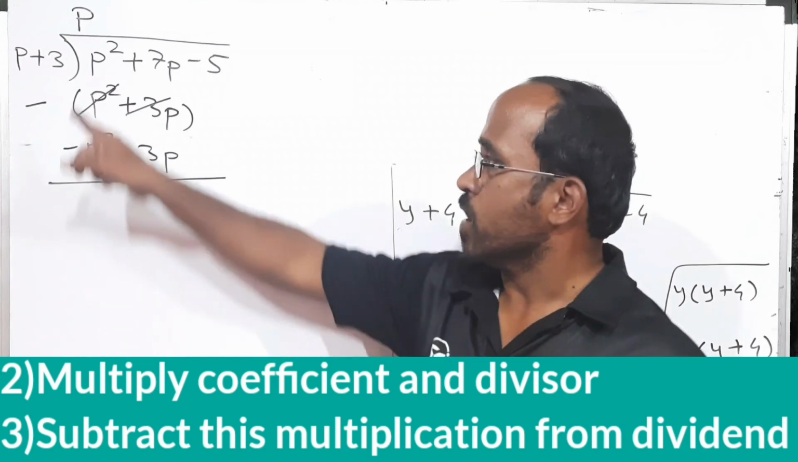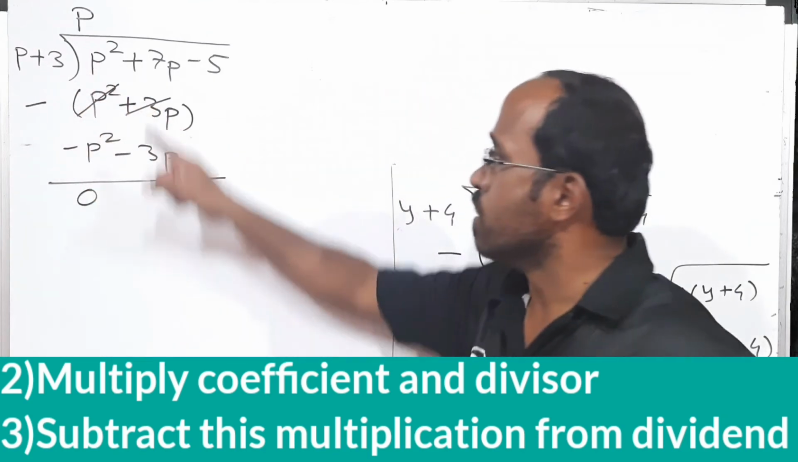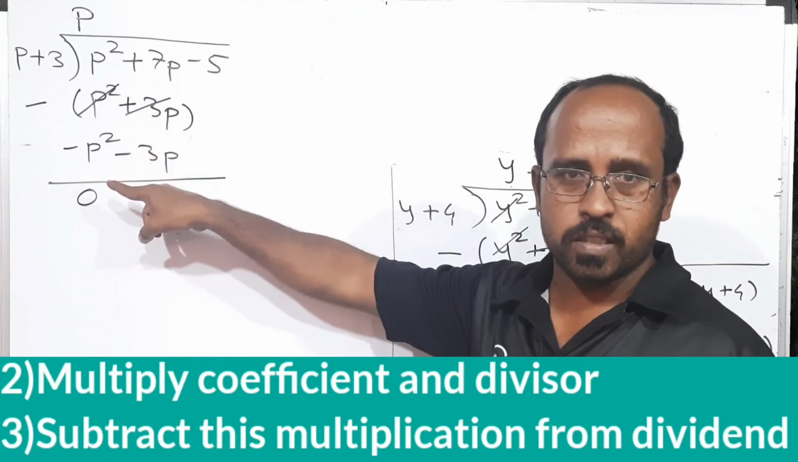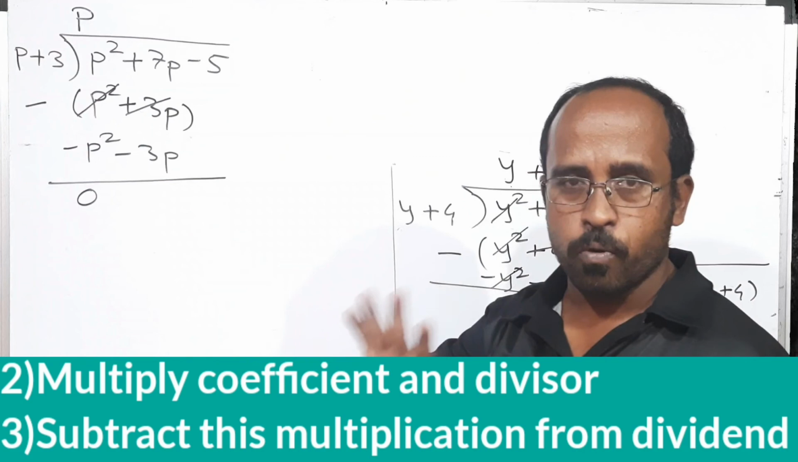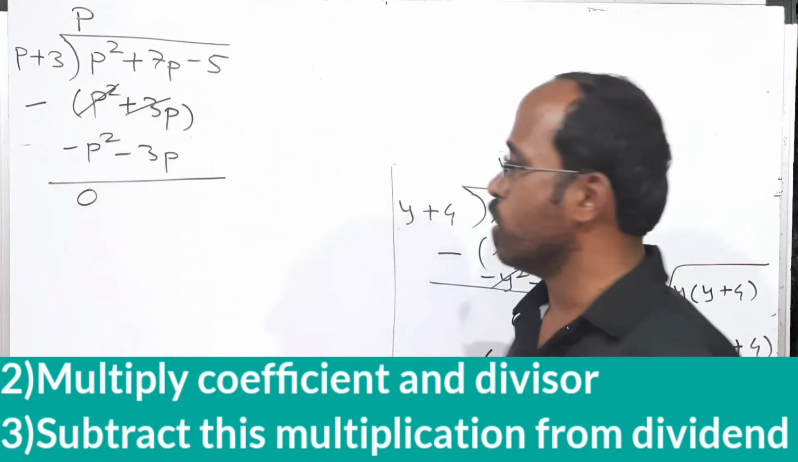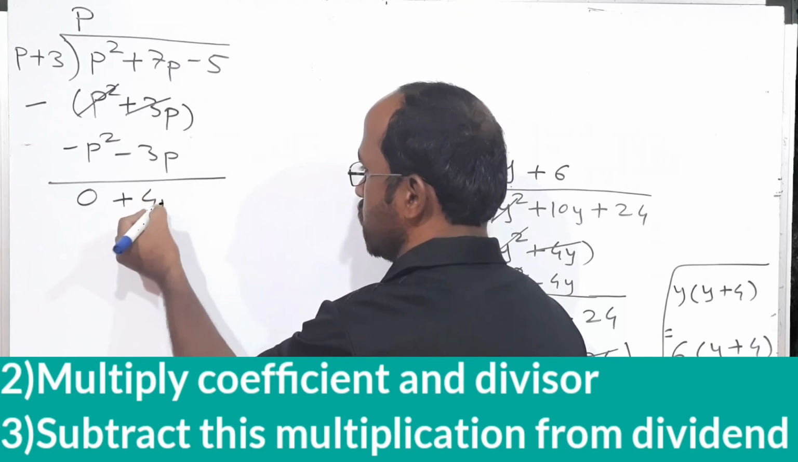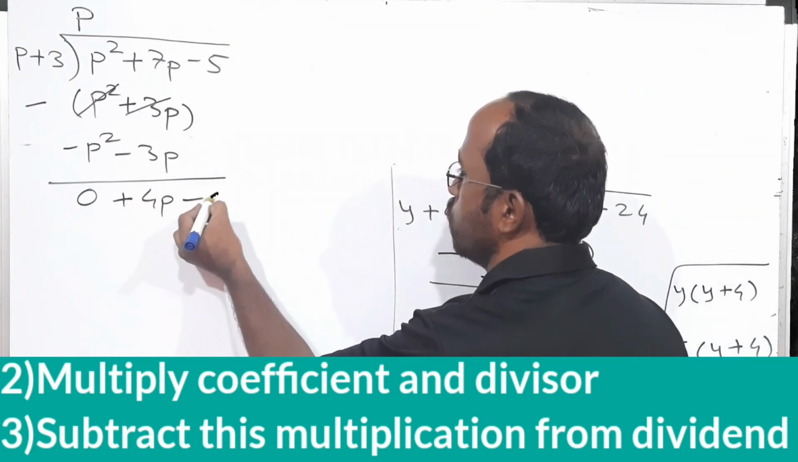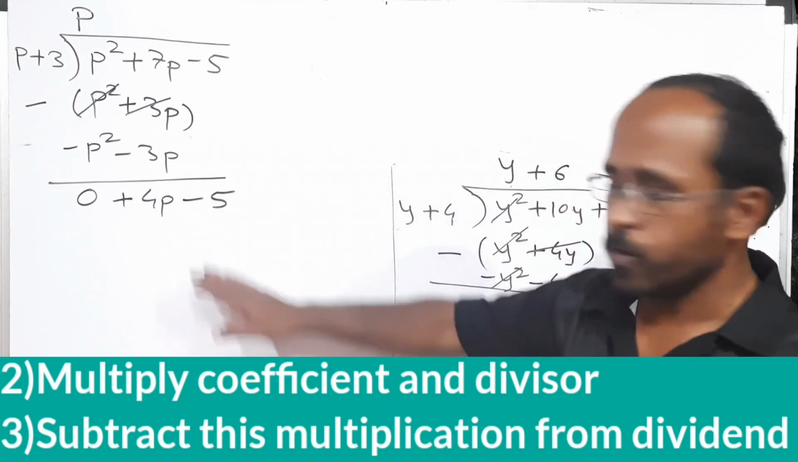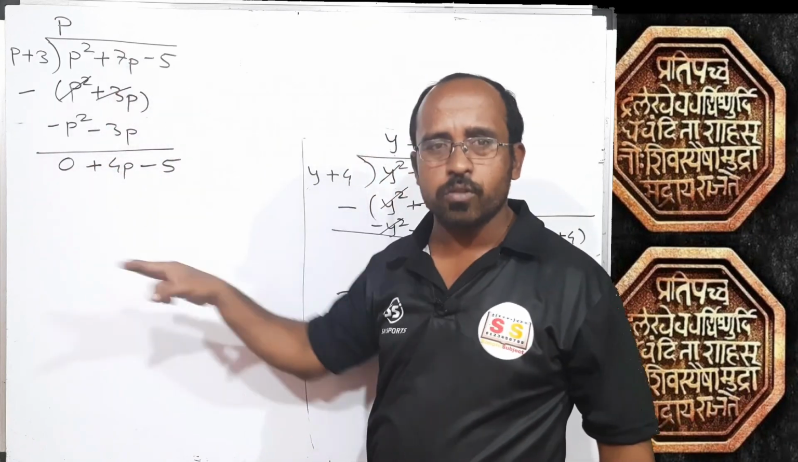Okay. Now p square minus p square is 0. Plus 7p minus 3p. Plus and minus, we have to do subtraction. 7 minus 3 is 4. The symbol of the greater number is plus. So plus 7p minus 3p is plus 4p. Got it? Bring down the next remaining term. So plus 4p minus 5. Again, the third step is to continue the same process.